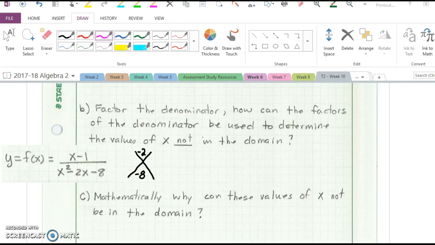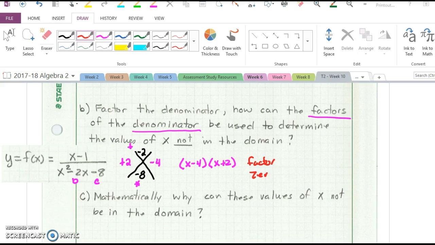In this second part of the problem, you've been asked to factor the denominator, and so we'll set this up as numbers that multiply to the c term -8 and add to the b term -2. Well, that would be -4 and +2, meaning our factors are x minus 4, x plus 2. And what that means is that these are our factors.